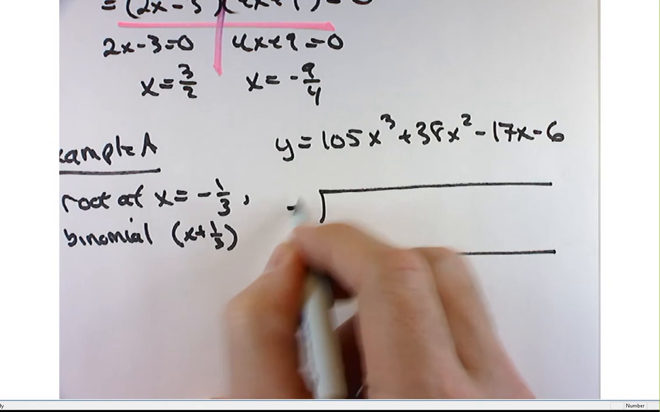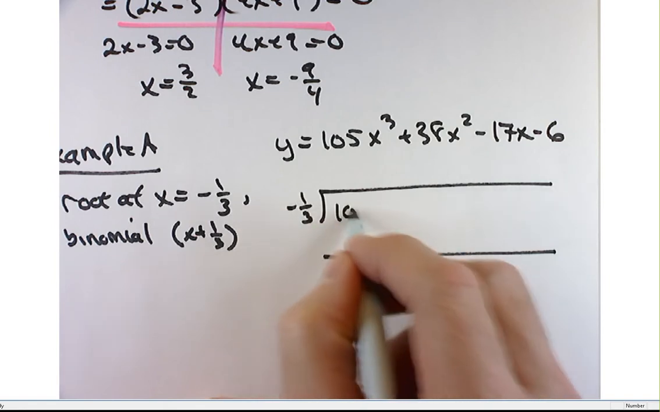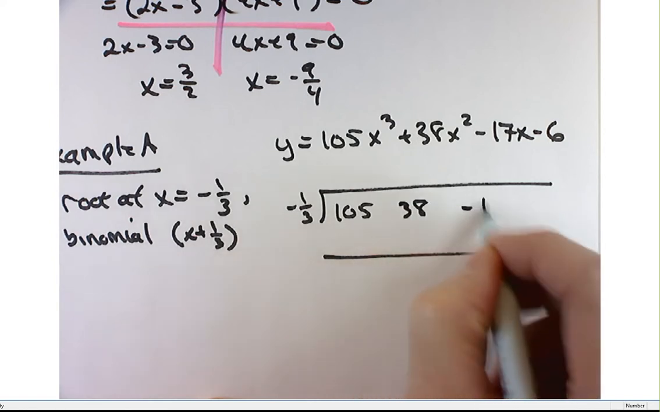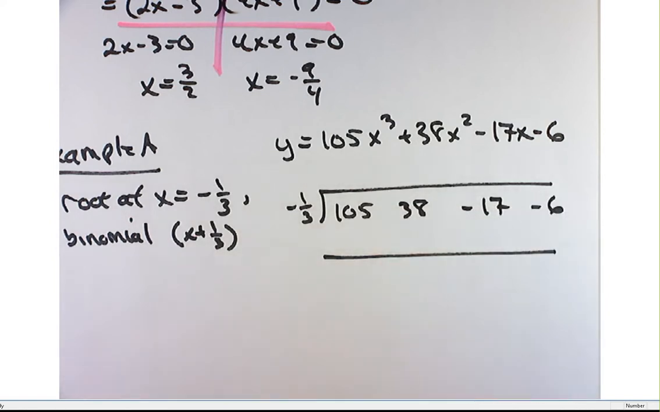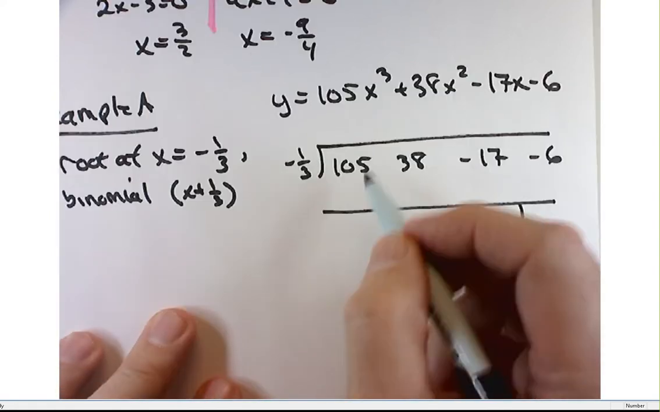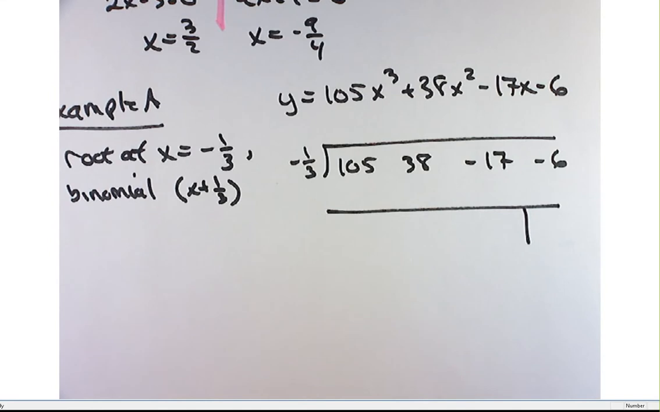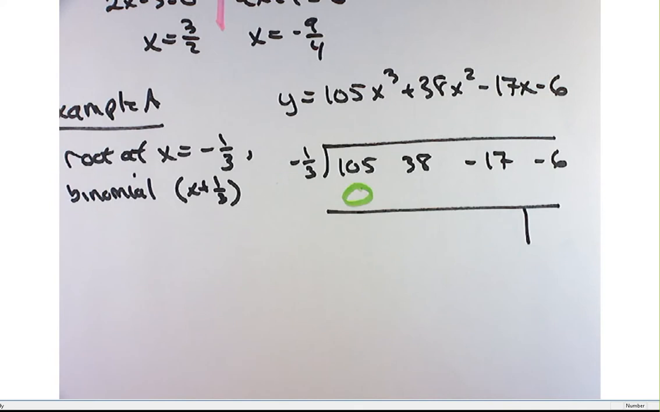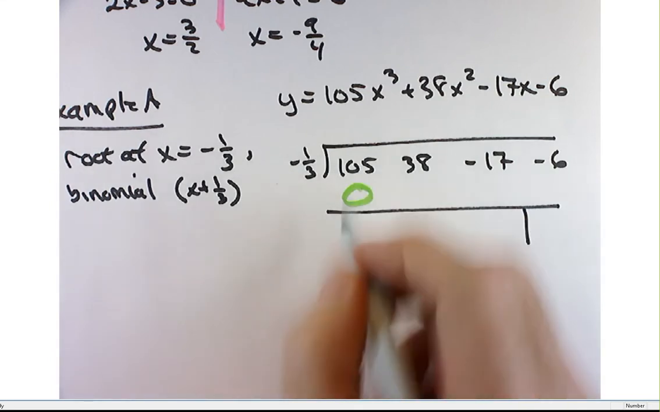So out front, I'll put the negative 1/3. Underneath, I'll have the 105, 38, negative 17, and negative 6. Remember, this last one here is your remainder. We're really hoping that's a 0. Now, speaking of zeros, this process of synthetic division starts with a 0. It's not written there for you. If it makes you feel comfortable, write it there.